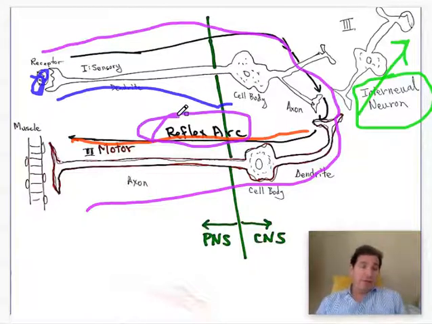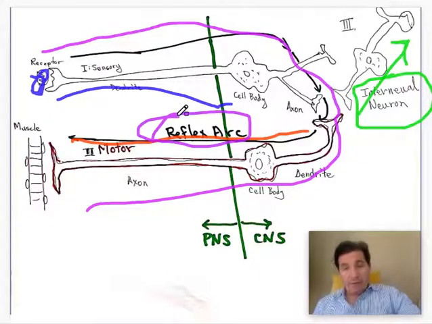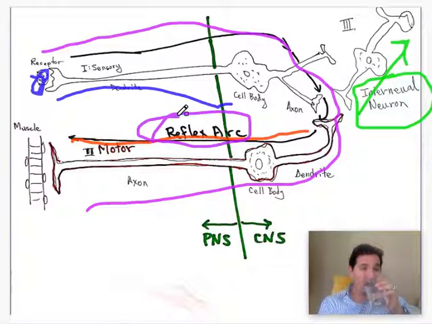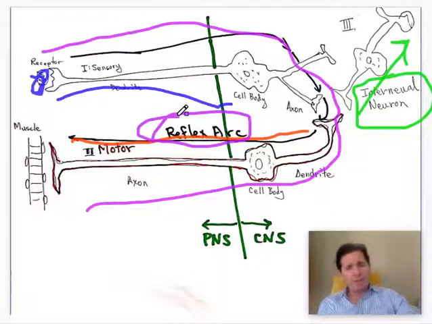Or if you step on a nail, certain muscles are triggered to pull away while you're exciting other muscles to make sure you don't fall over. So this is rather important to understand. When we're examining this, the reflex arc is one of those very important concepts to understand.